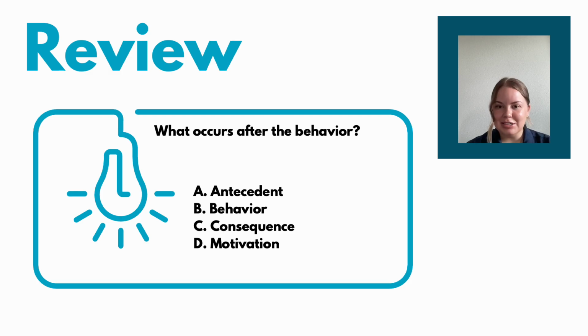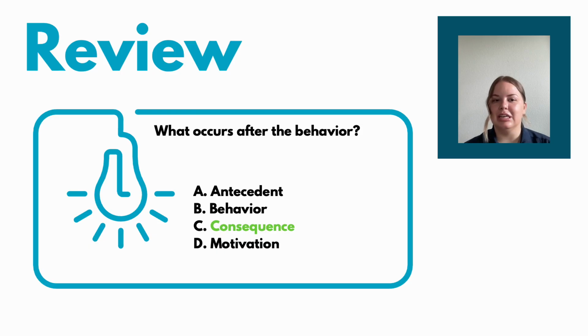We just talked about consequences, we've reviewed motivation, antecedent, behavior, and consequence so far. So now we're going to do a quick little review. What occurs after the behavior? A, antecedent; B, behavior; C, consequence; and D, motivation. So again, what happens after the behavior? If you guessed C, you are correct. That would be consequence.